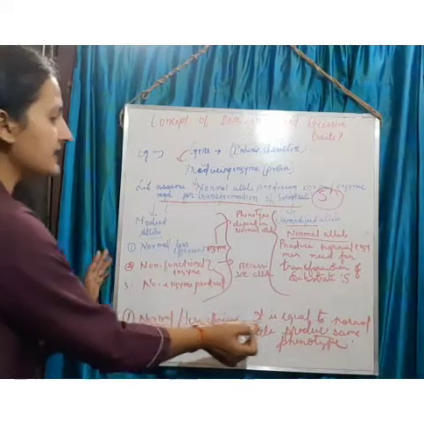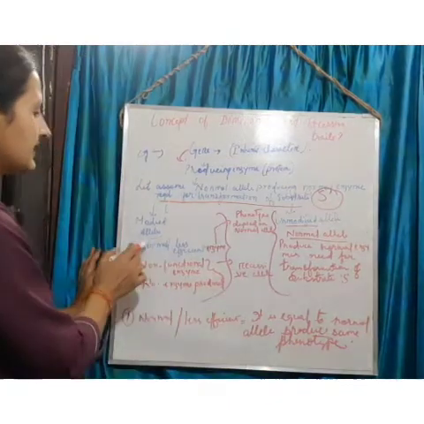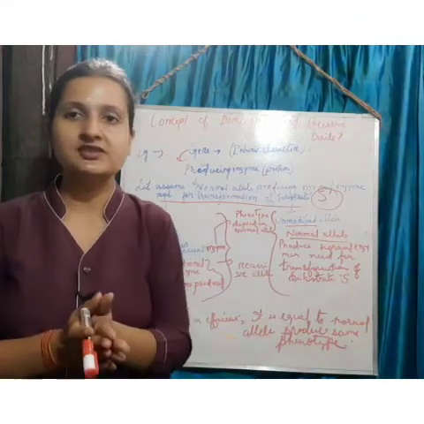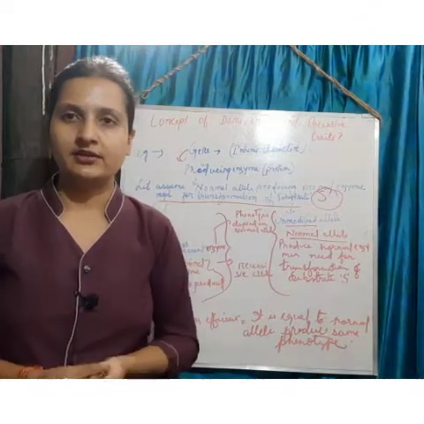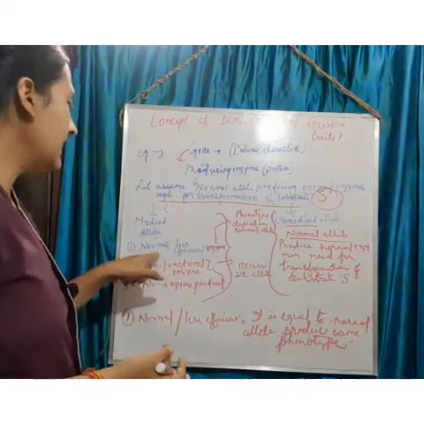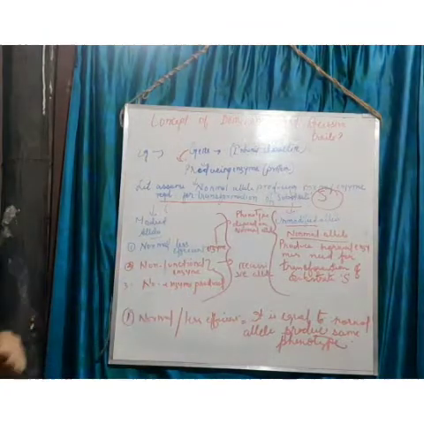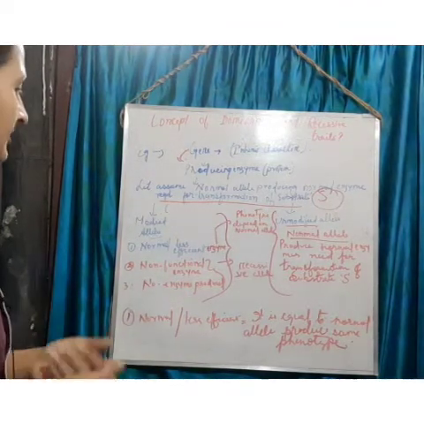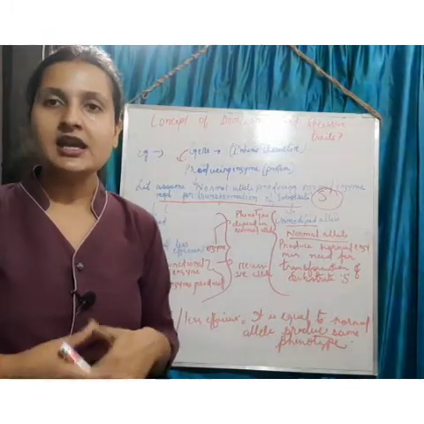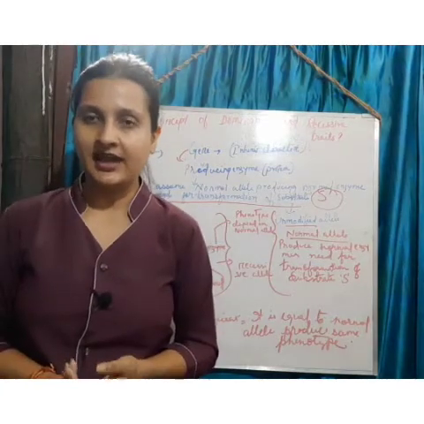Normal means it is equal to the normal allele production. The same phenotype, normal means there are no changes, they are producing the original one. The phenotype which is carried by the normal allele will be there. Second one is a non-functional enzyme. So the enzyme they are producing is non-functional, it is not functioning, they are not showing any character, they are not expressing the character.